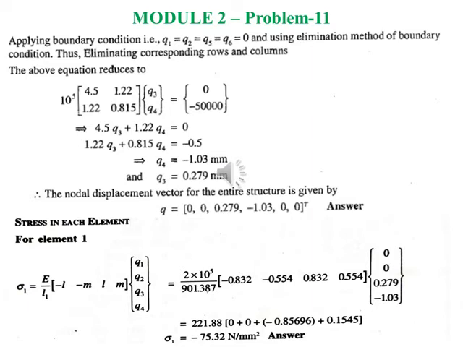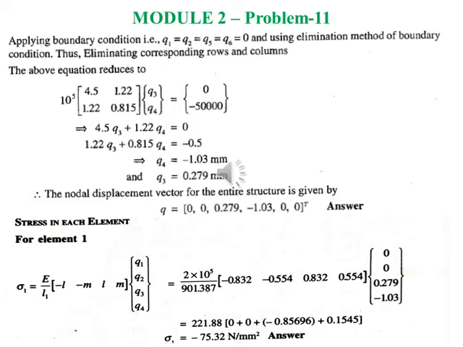So solving for Q3 and Q4, we get the value of Q3 as 0.279 millimeters and Q4 as minus 1.03 millimeters. So the nodal displacement vector for the entire structure can be written as Q is equal to 0, 0, 0.279, minus 1.03, 0, 0. So the displacement vector is deduced. Now next is to calculate the stress in each element.